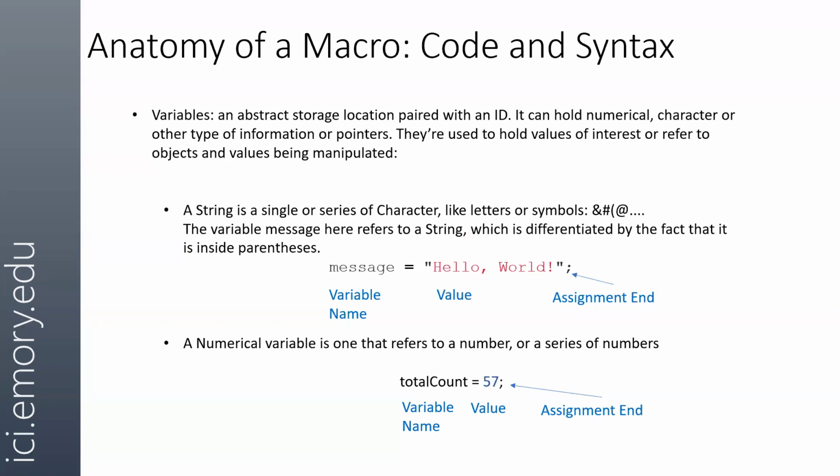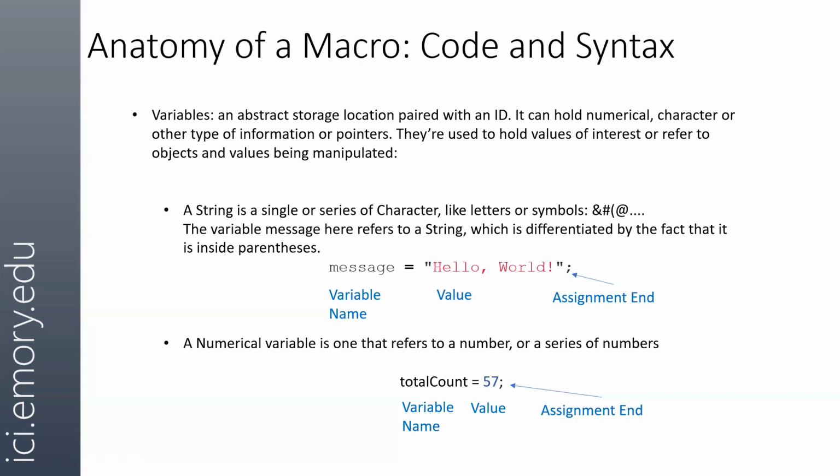So a string is, as I mentioned, just a collection of symbols that aren't treated as numbers. So hello, comma, world, exclamation point. If it's within those two sets of quotation marks, it is a string. And the variable name message refers to that specific string, hello world.